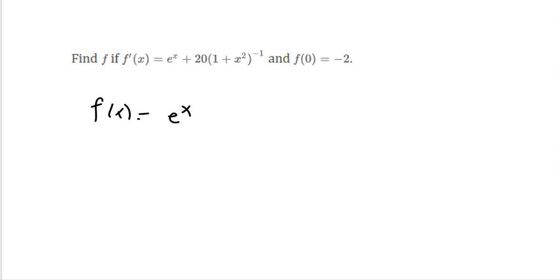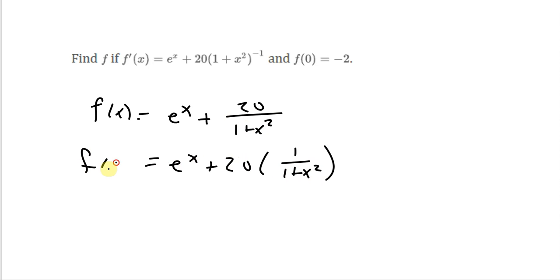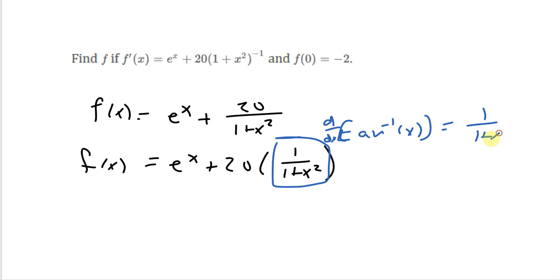And now we've got to deal with this other piece over here. Let me just write it a slightly different way: e to the x plus 20 times 1 over 1 plus x squared. So that's f prime of x, written just slightly differently. And I want to bring this up because there are some tables in the book that you can look at. This is the antiderivative for tangent inverse of x. So the derivative of tangent inverse of x is equal to 1 over 1 plus x squared.